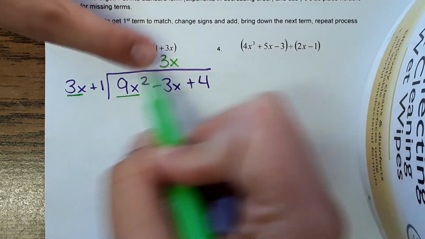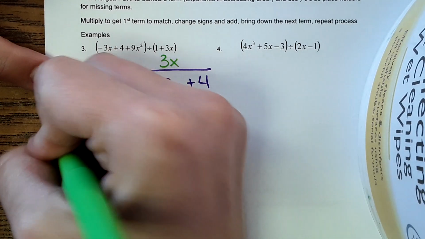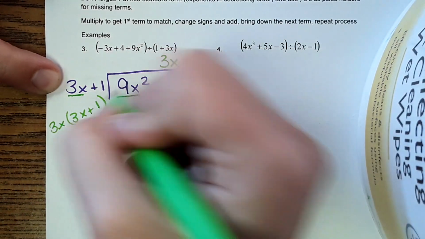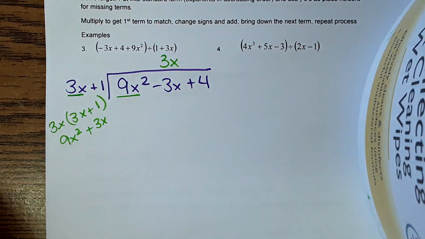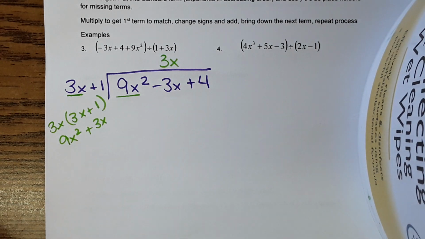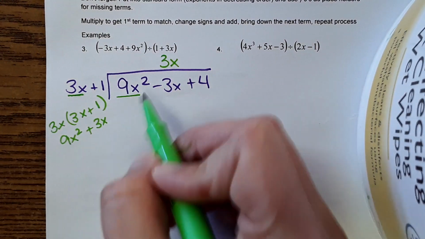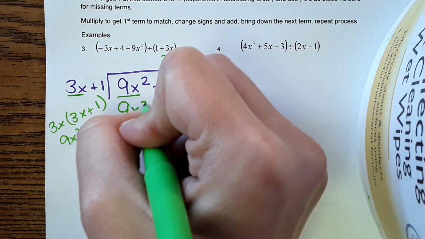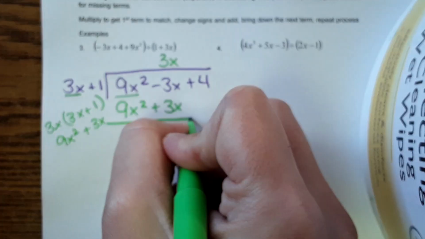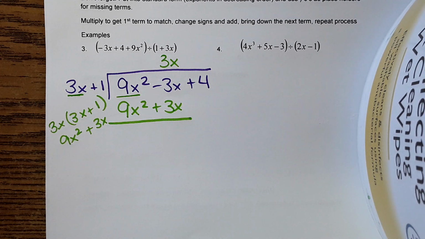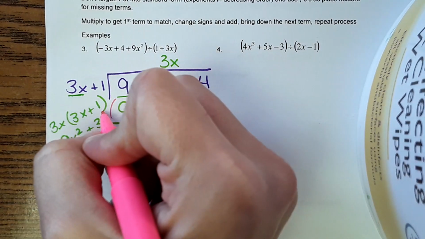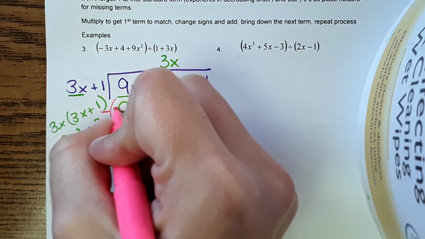What we're doing is we're going to multiply this by these two terms. So just kind of showing you off to the side, 3x times 3x plus 1. You would distribute, you get 9x squared plus 3x. And this is going to go right here. Then we subtract this. So when you subtract, you distribute that negative to these two terms.